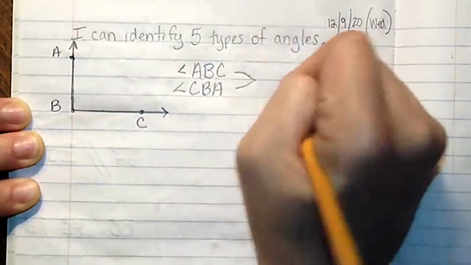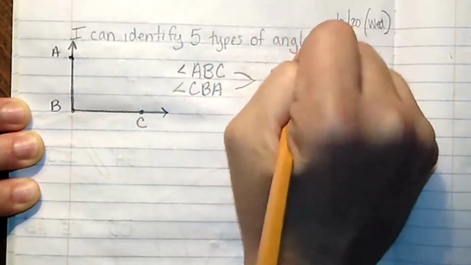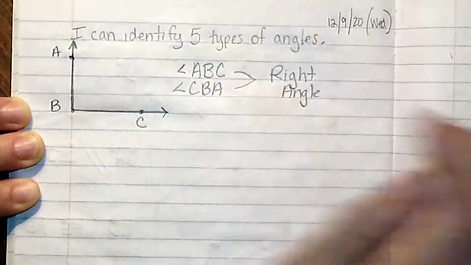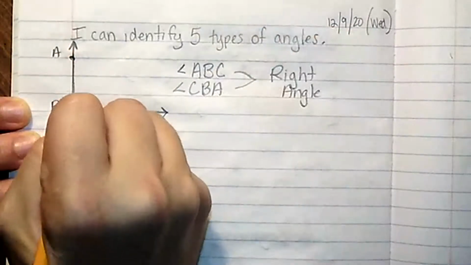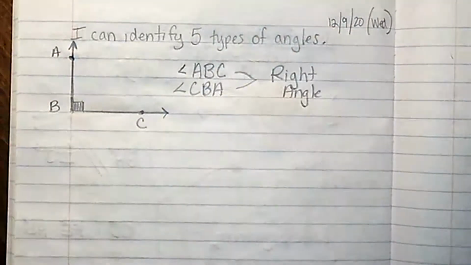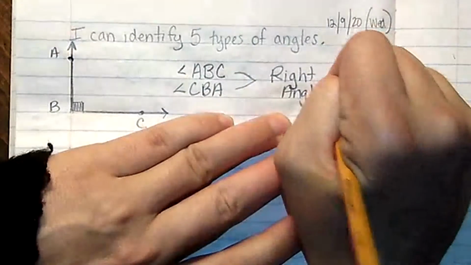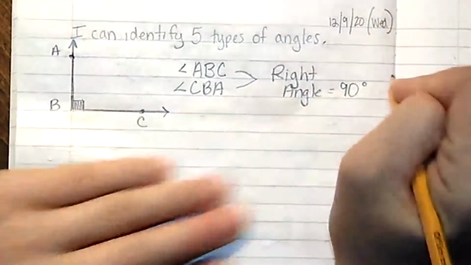This is called a right angle. And a right angle means it makes this perfect L in the corner. It measures exactly 90 degrees. It looks like a square's corner, right? So a right angle measures 90 degrees exactly.